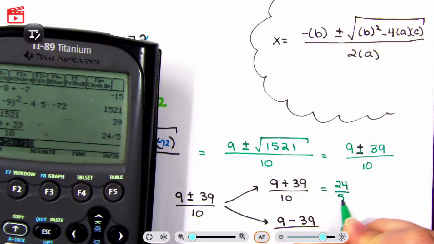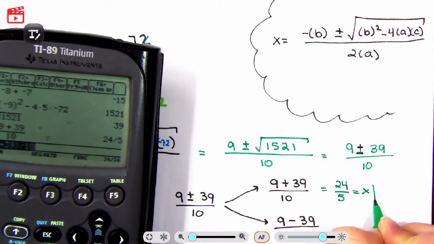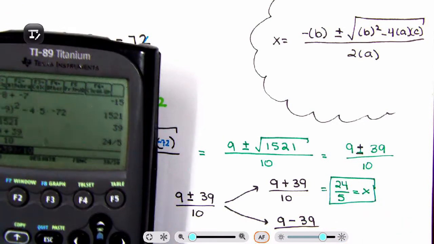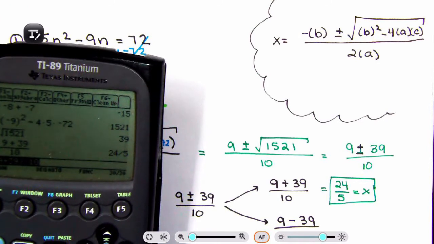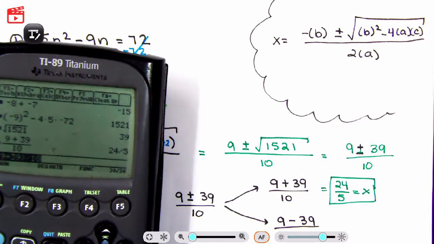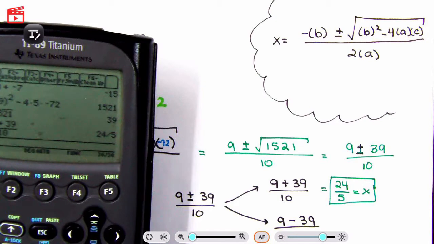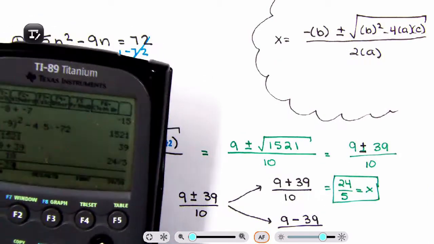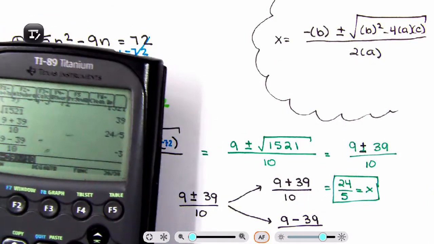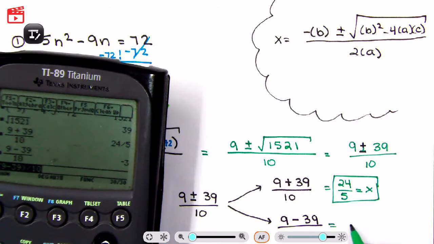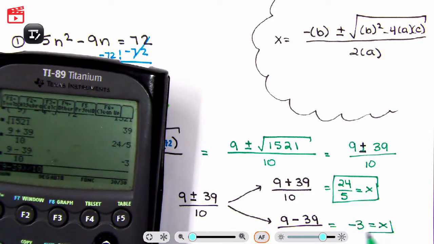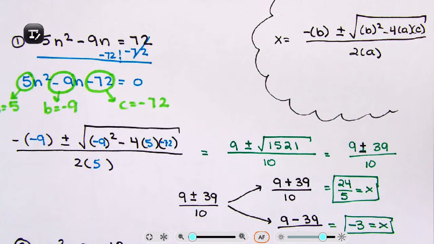Now my calculator does simplify things automatically. So originally this probably was not the original answer, but it was simplified. That's okay. So let's do the next one. Parenthesis 9 minus 39 divided by 10. And that gives us -3. So notice I am setting the answer equal to x, because what is the purpose of what we're doing? Our purpose is to solve the quadratic equation, and when you're solving it, you have to have it equal to some sort of variable at the end.